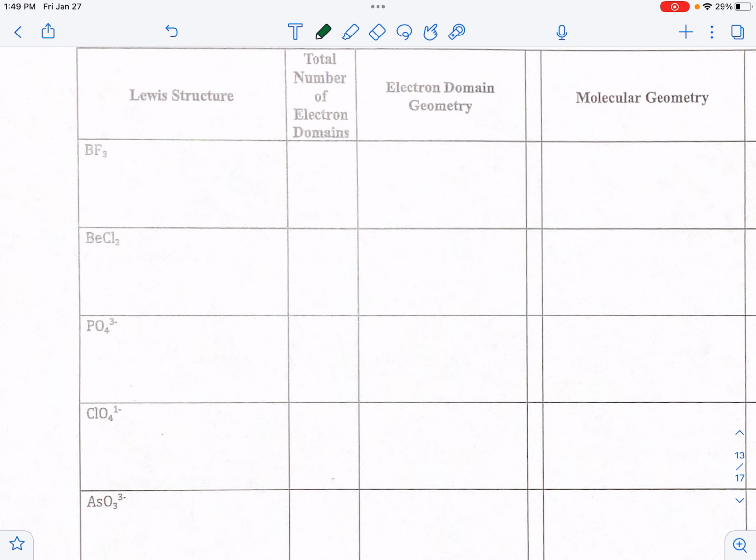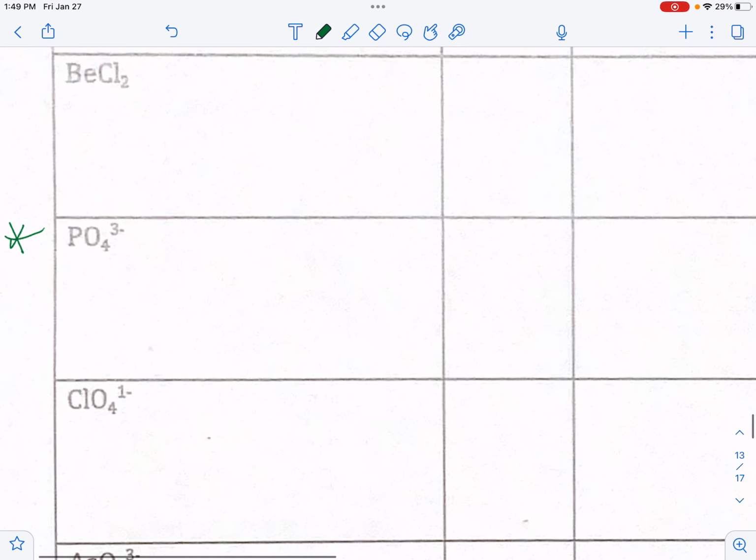All right, so as far as these polyatomics right here, there are different ways to do this. I'm going to show you my way to do it. If there's a way that you do it, that's totally fine. I don't want to mess with your way if it works.